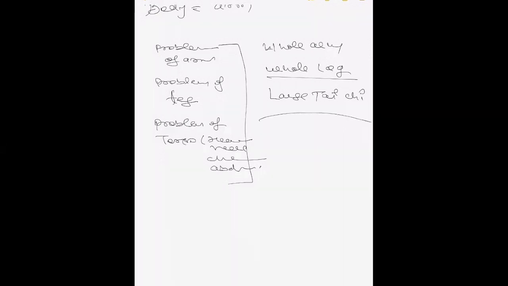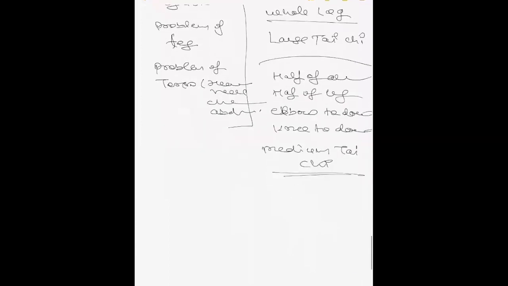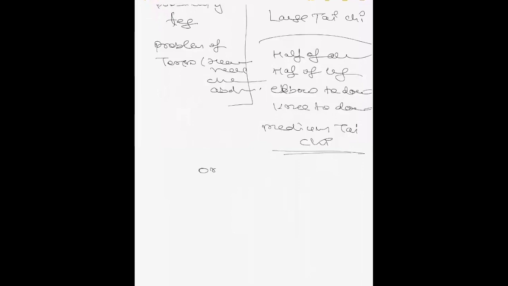If we are doing the treatment in the half of arm or half of leg, means we are doing the treatment in the elbow to down or knee to down. That is called medium Tai Chi. And when we are planning any treatment just in one bone, any tubular bone, any bone which looks like a tube, any bone in the body, it is called small Tai Chi.